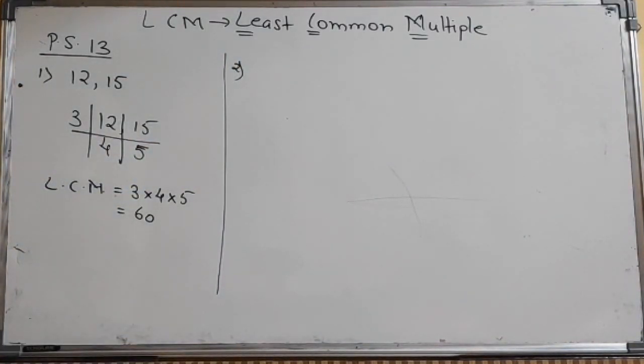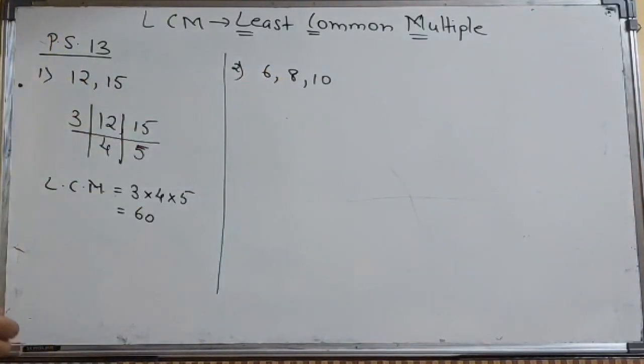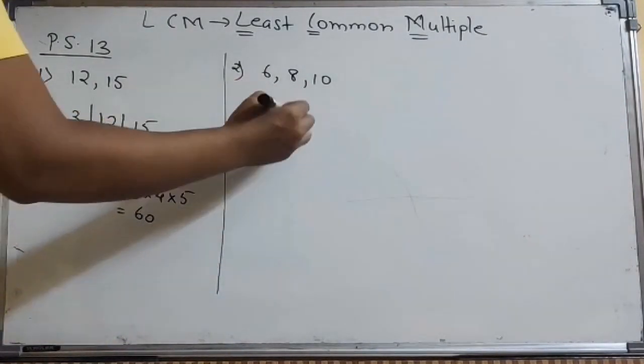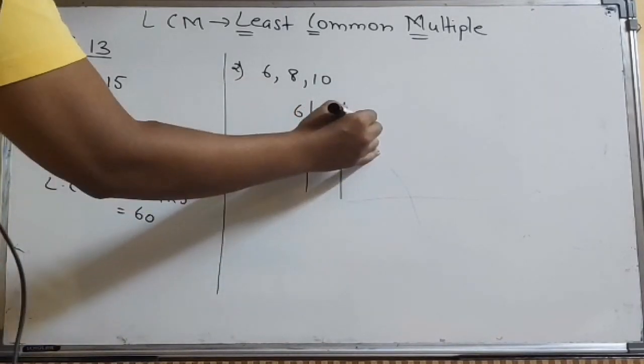Sum number 2 is you have to find the LCM of 6, 8 and 10. Okay, now let us start finding the LCM of 6, 8 and 10. So I got 6, 8, 10.